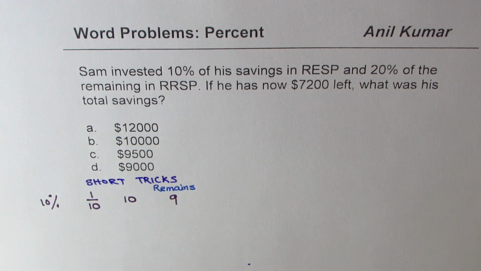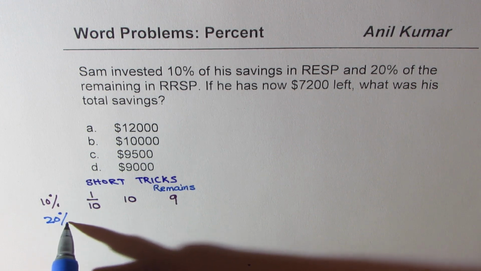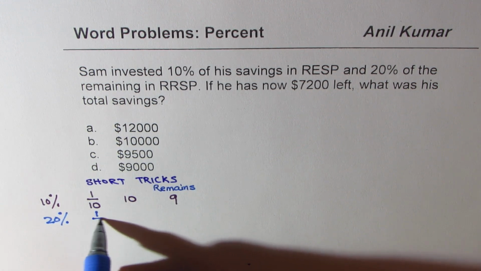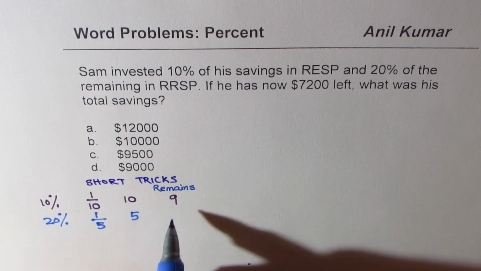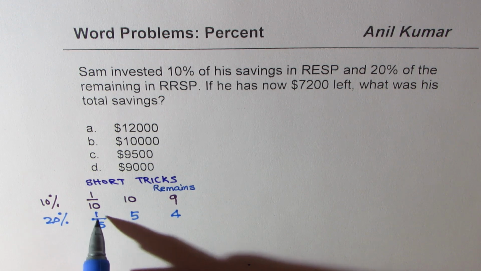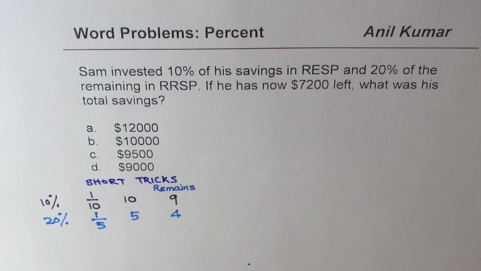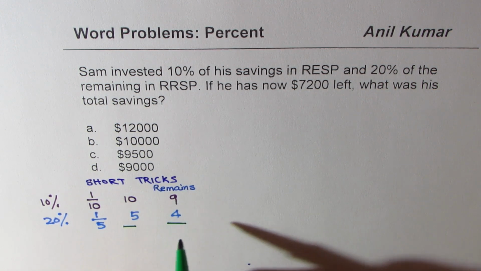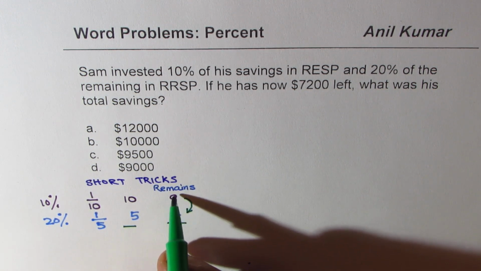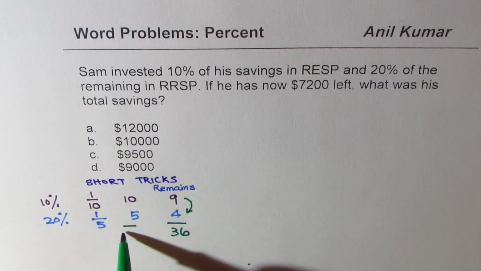Now let's work out what happens with 20%. So 20% really means 1 out of 5. So for every 5, what remains is 4. Right? So you invest 1 out of 5, 4 remains. Do you get the idea? So in all, this is the investment part and that's the remaining part.